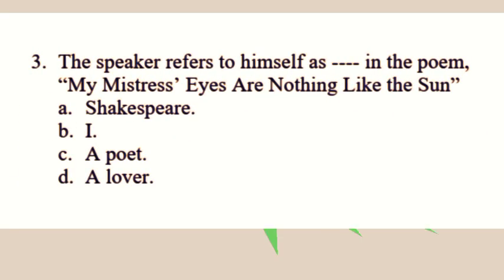Question number three. The speaker refers to himself as ... in the poem My Mistress's Eyes Are Nothing Like the Sun. The options are A. Shakespeare, B. I, C. A poet, and D. A lover. The right answer is option B. I. The speaker refers to himself as I in the poem My Mistress's Eyes Are Nothing Like the Sun.